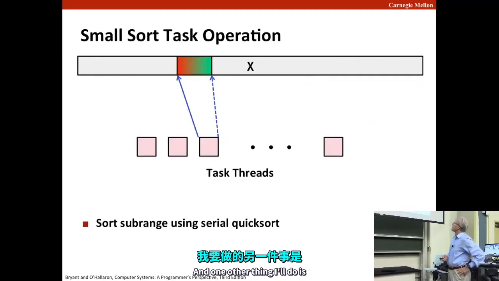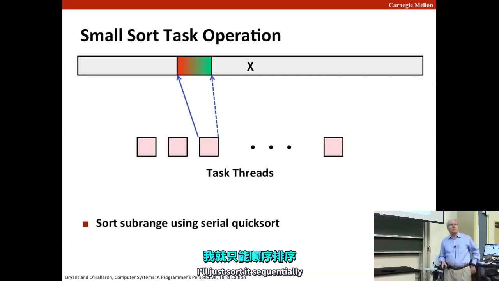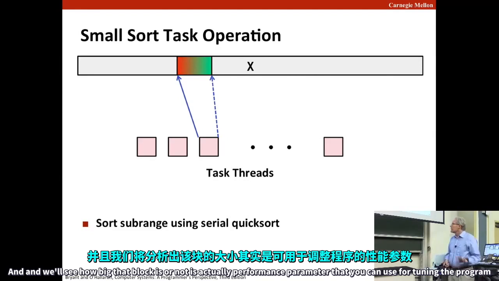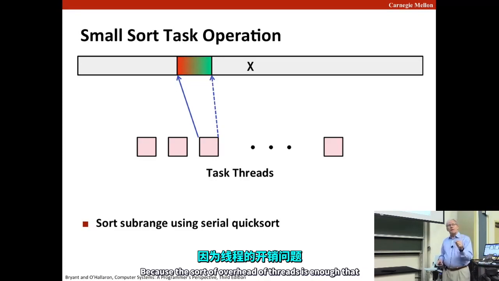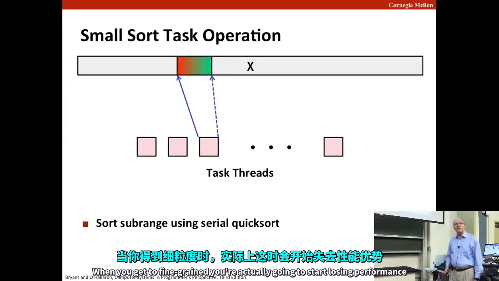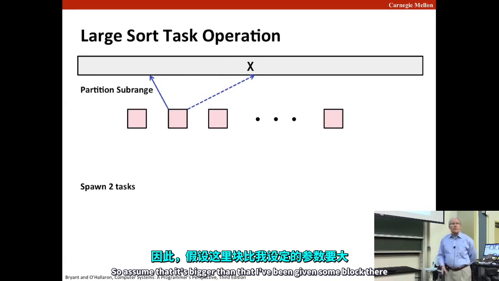And one other thing I'll do is once I get down to this array being small enough, I'll just sort it sequentially. And how big that block is, is actually a performance parameter that you can use for tuning the program. So the point is that you don't want to take this down too far, because the overhead of threads is enough that when you get too fine-grained, you're actually going to start losing performance. So assume that it's bigger than that. I've been given some block there.